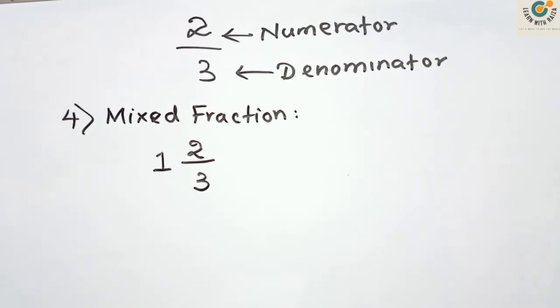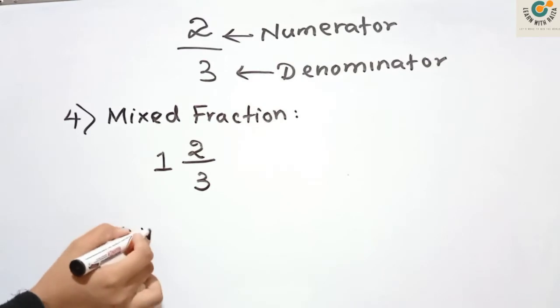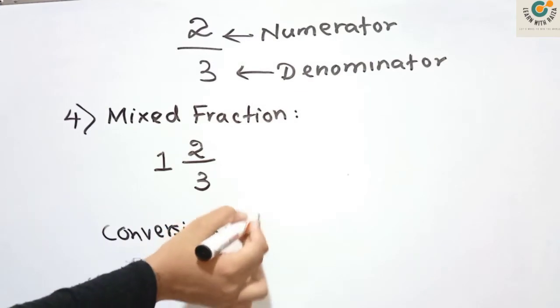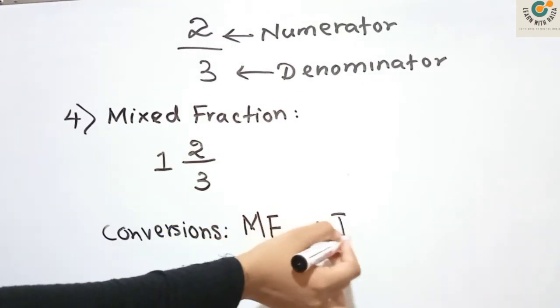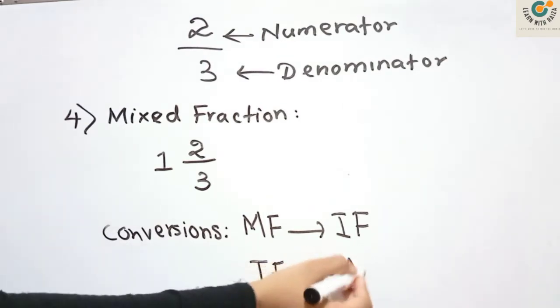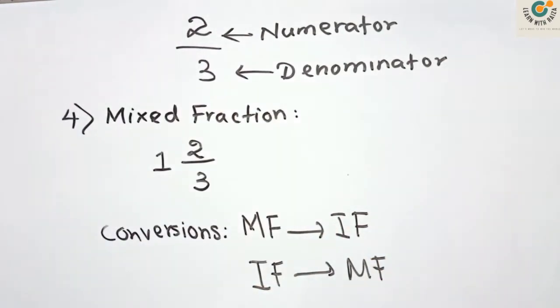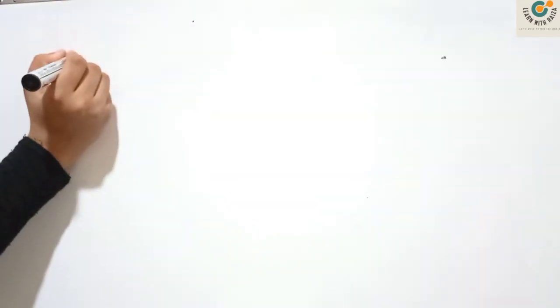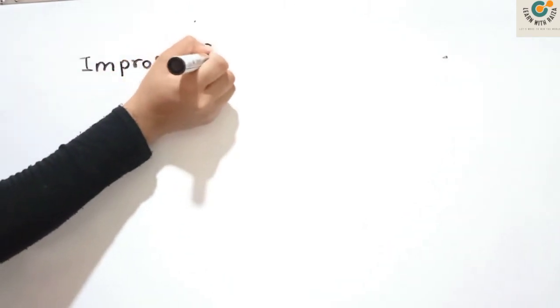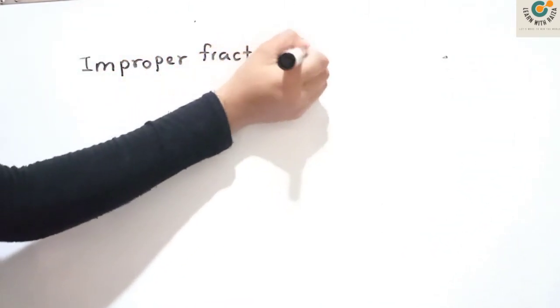Right. So now we have to know the conversions. When we talk about conversions, there are two types: converting a mixed fraction to an improper fraction, and converting an improper fraction to a mixed fraction. First I will teach you how to express a given improper fraction as a mixed fraction.